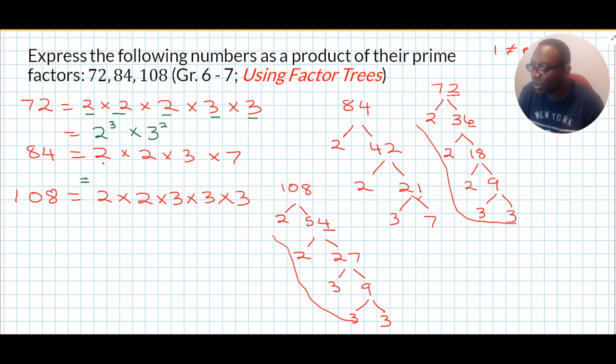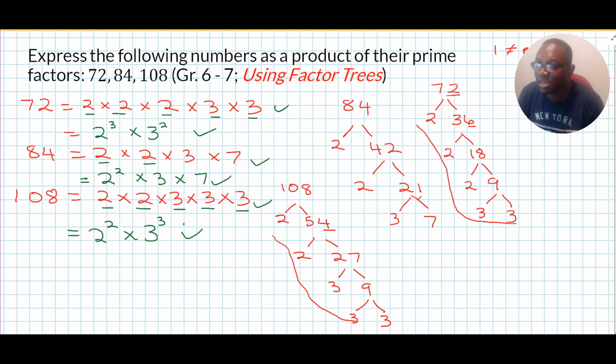Then for this one, we have 2 instances of 2, 2 multiplied by 2, multiplied by 3, multiplied by 7. Yes, we're doing some fractions today. And then for 108, we have 2 instances of 2, 2 multiplied by 2, multiplied by 3 instances of 3, 3 to the power of 3. So this and this are exactly the same. This and this are exactly the same, and this are exactly the same.